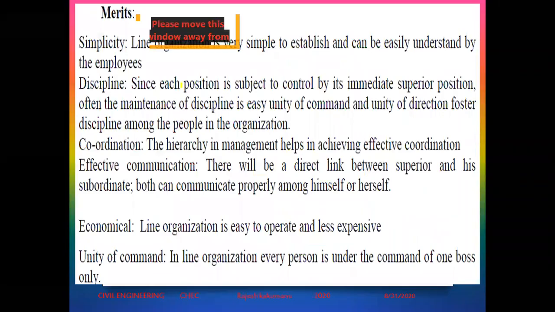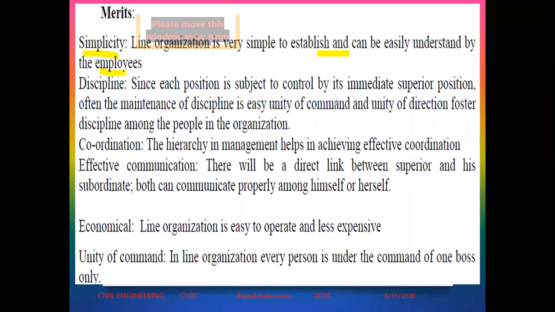So see here, what are the merits in this process? Simplicity. So very simple concept, very simple type of organization to establish and can be easily understood by the employees. Why? Because it is a strictly ordered type of organization, just like a police, military type of strict rules.